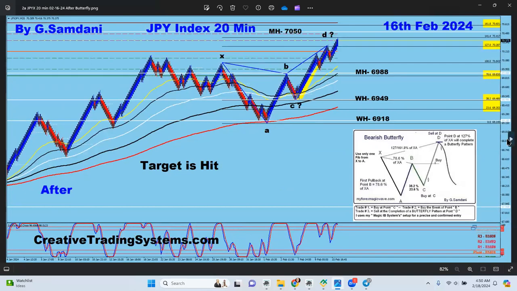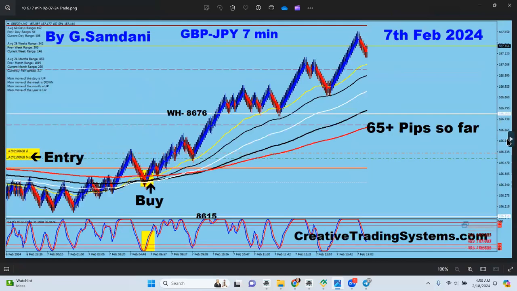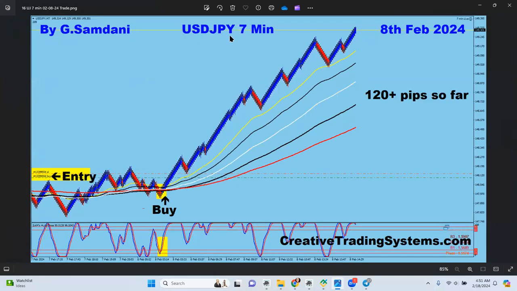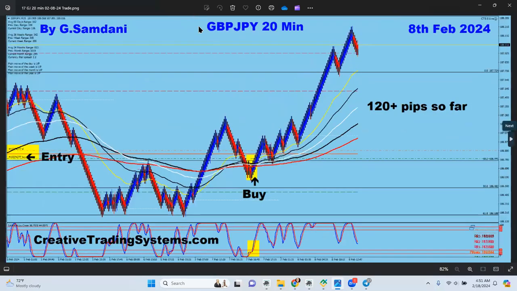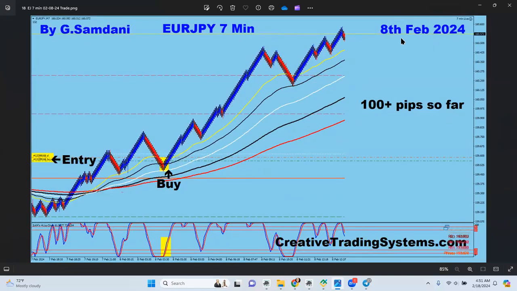From 6th February, starting from the next day, 7th February, this is pound yen, 65 pips. This is USD yen, 420 pips. You see, all long. Yeah, pound yen long trade, 420 pips on the 8th. Euro yen on the 8th, long, 400 pips. And every trade is by the setup.